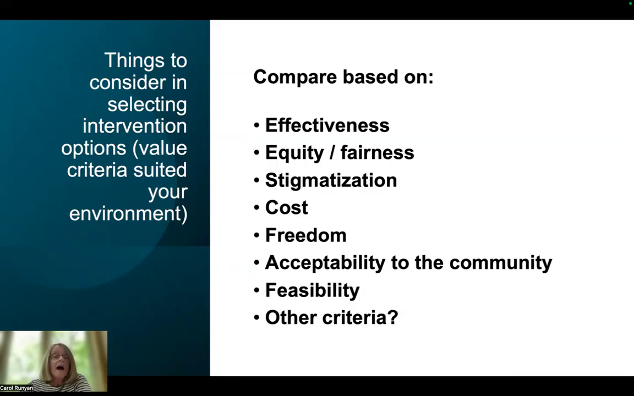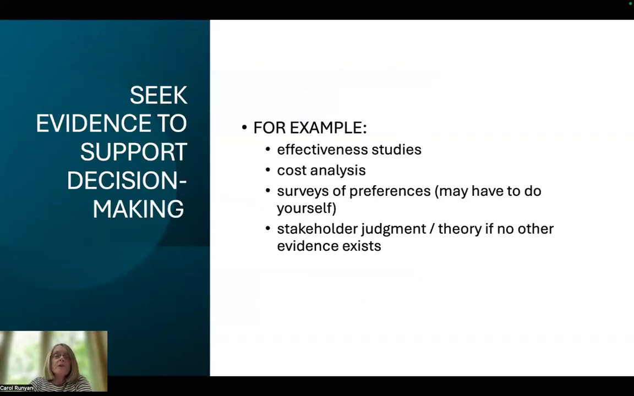Here are the ones I typically suggest using, but as you see at the bottom, there may be others. I'm going to talk one by one about effectiveness, equity and fairness, stigmatization, cost, freedom, acceptability to the community, and feasibility. I make a point that feasibility is always the last one to consider, and I'll explain why when I get to it. So let's go through each one.